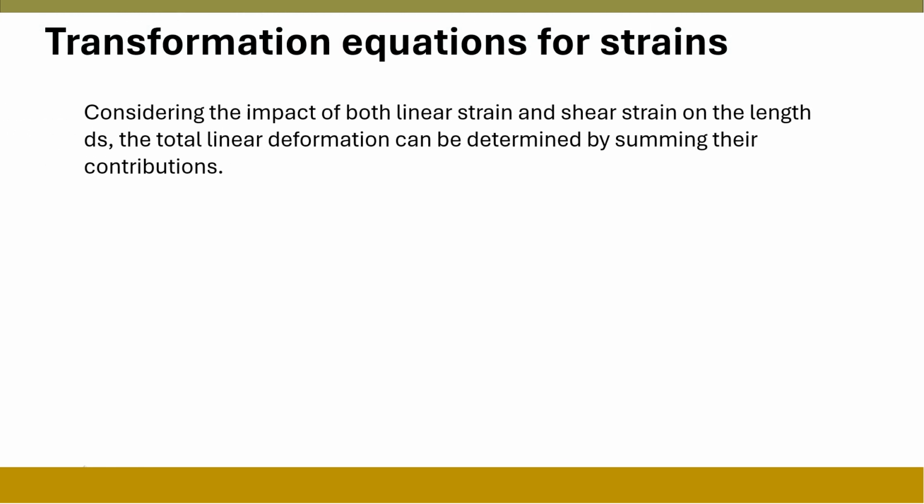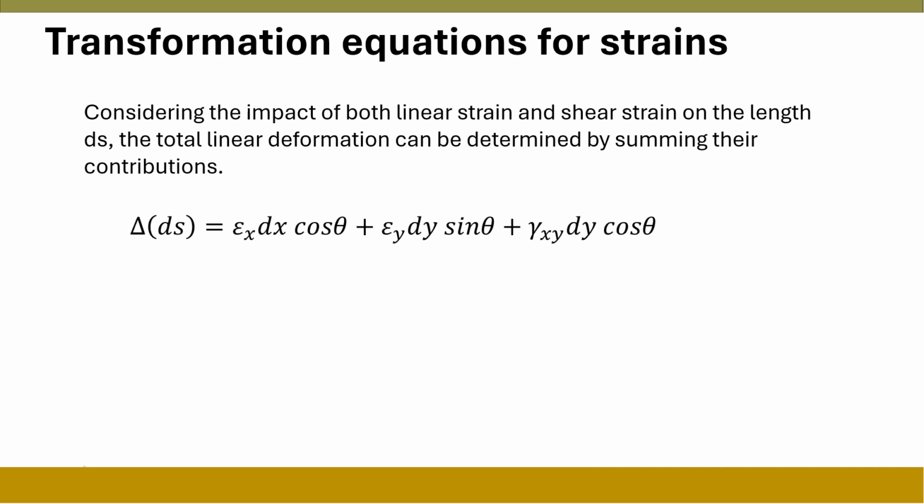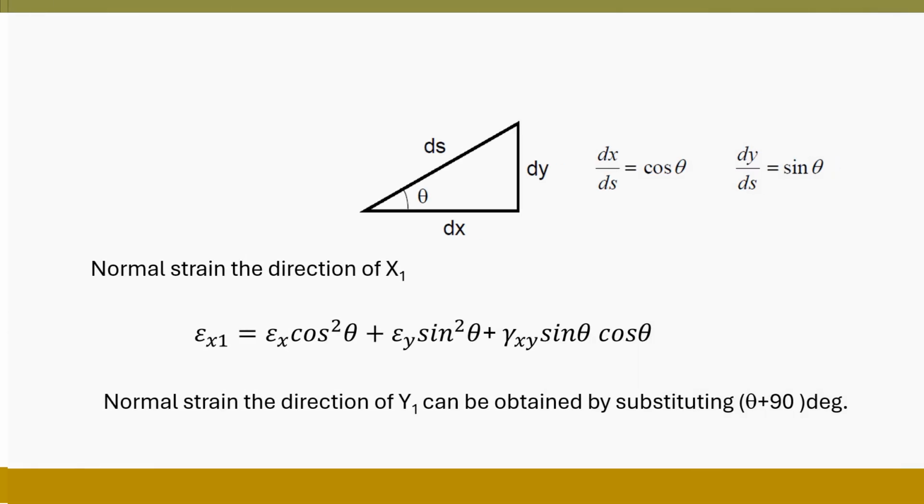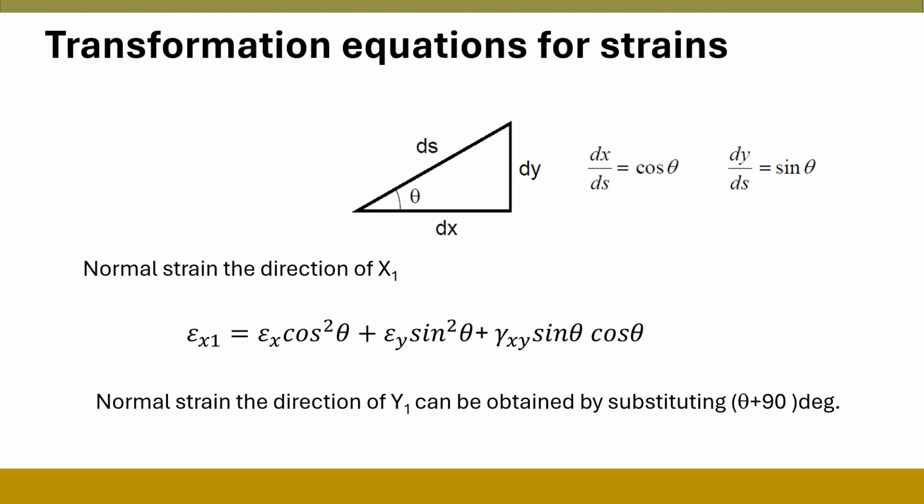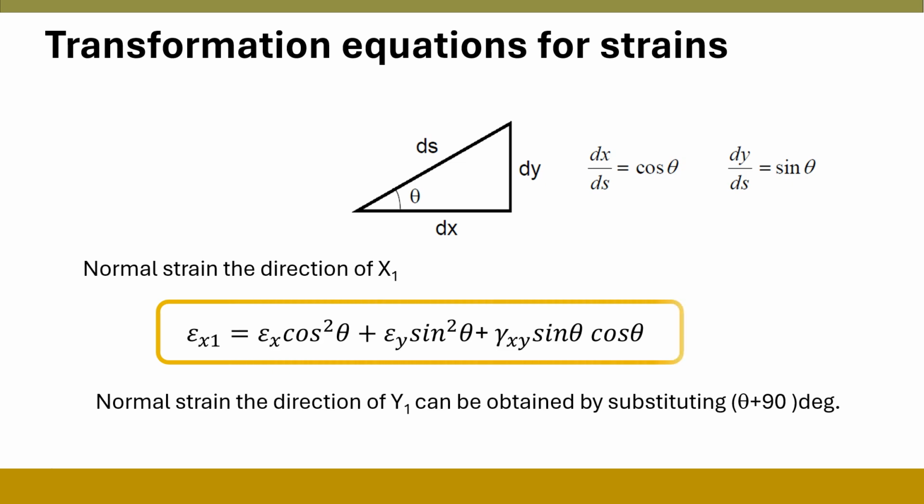Considering the impact of both linear strain and shear strain on the length ds, the total linear deformation can be determined by summing their contributions. Normal strain along the x1 direction is the total deformation divided by the length ds. With the substitutions of trigonometric functions, we can finally obtain the normal strain equation in the x1 direction. By substituting theta plus 90 degrees for theta into this equation, we can find the normal strain in the y1 direction.